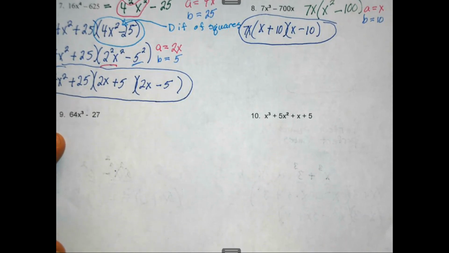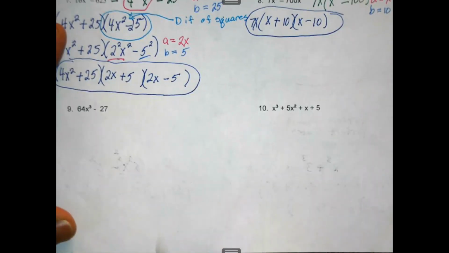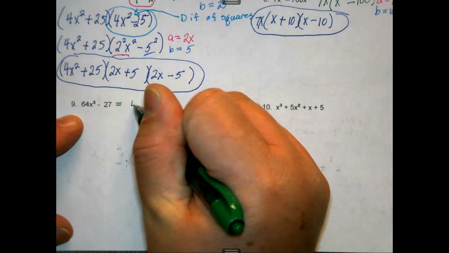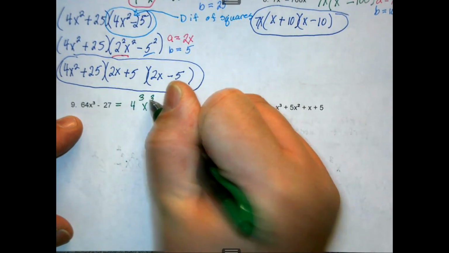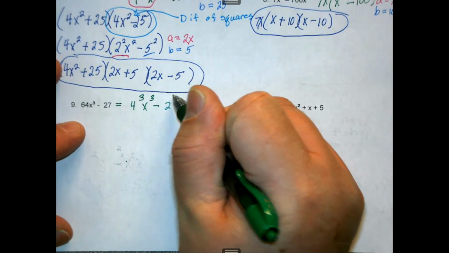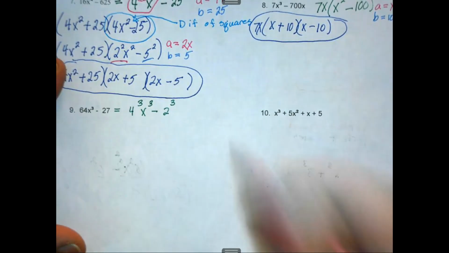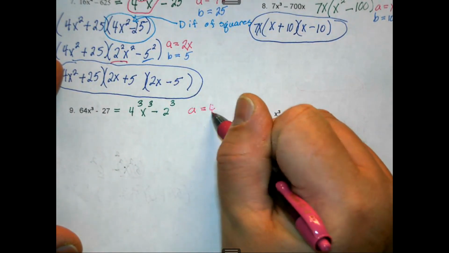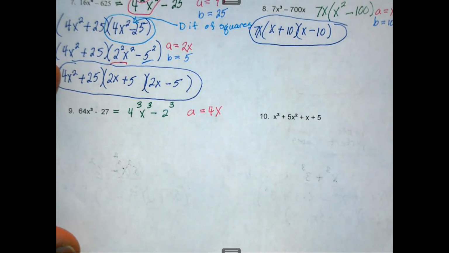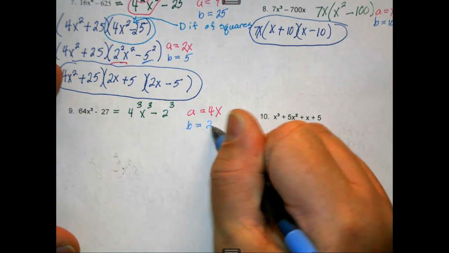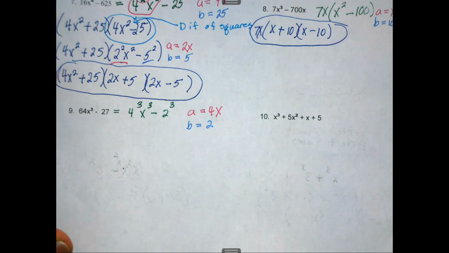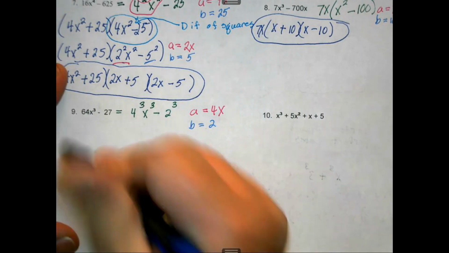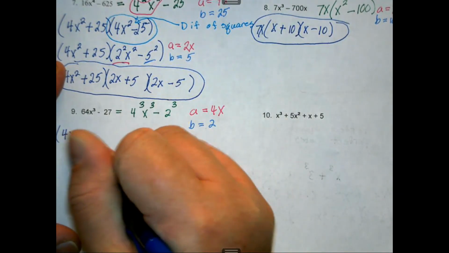Let's do cubes. Let's do these two. This won't take long. All right, 64 is a perfect cube. It's 4 cubed. Minus 2 cubed. Yep, my a is 4x being cubed. My b is 2. Looking at my formula, I have a minus b. So 4x minus 2.